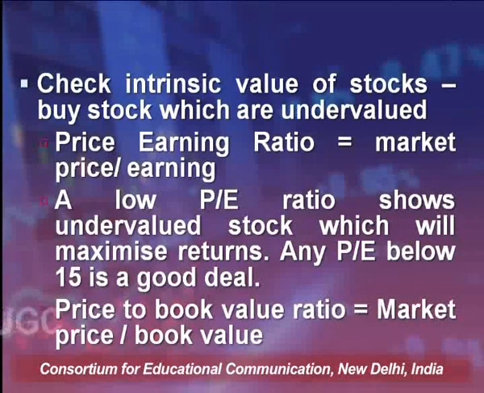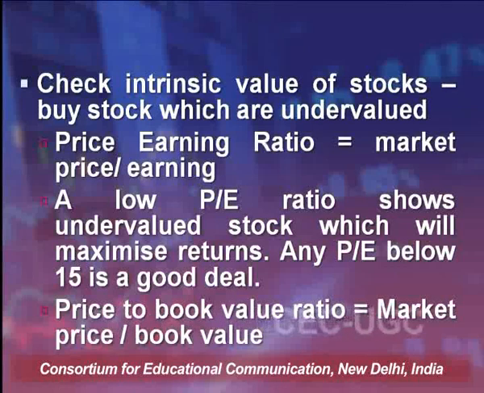Now, check intrinsic value of stocks and buy those stocks which are undervalued. Look at the price earning ratio, which is calculated as market price divided by earning. A low price earning ratio shows undervalued stock, which will give you good returns or will maximize your returns in future. Any price earning ratio below 15 is a good deal.